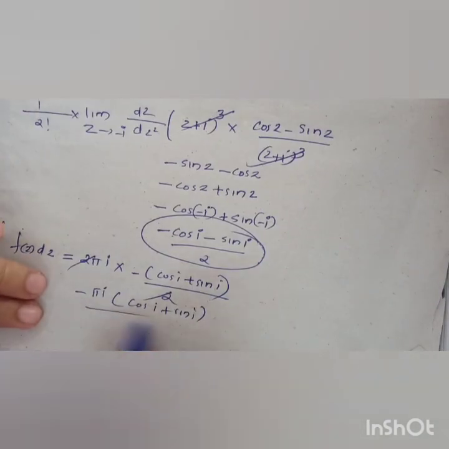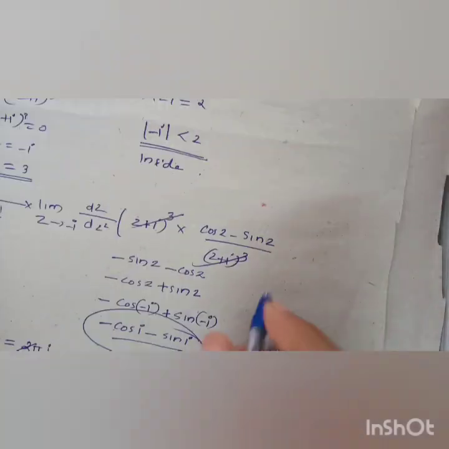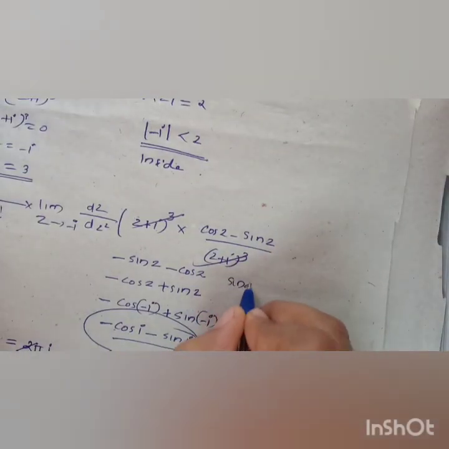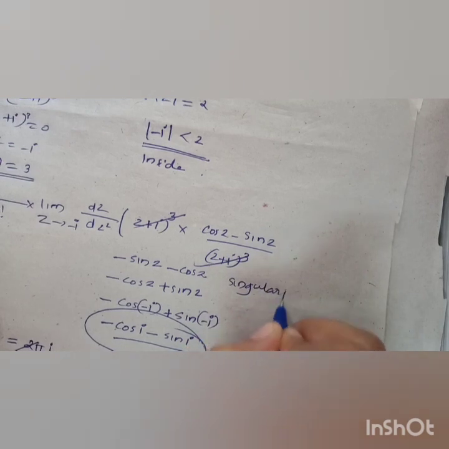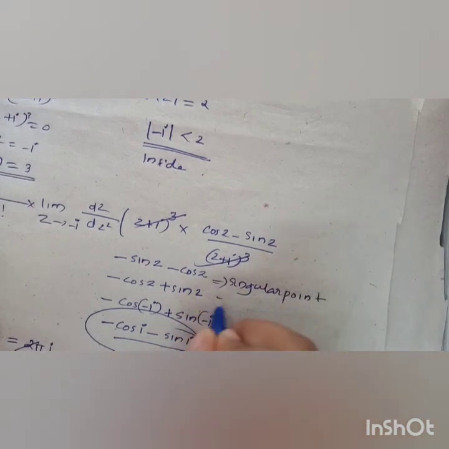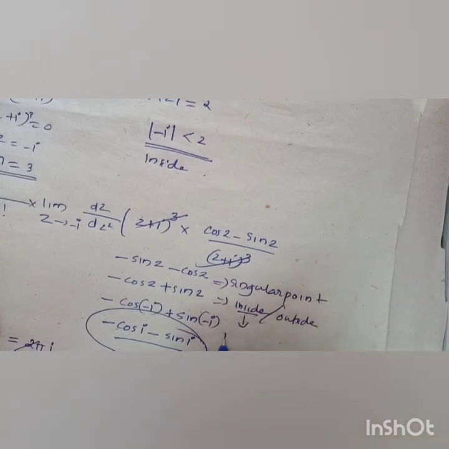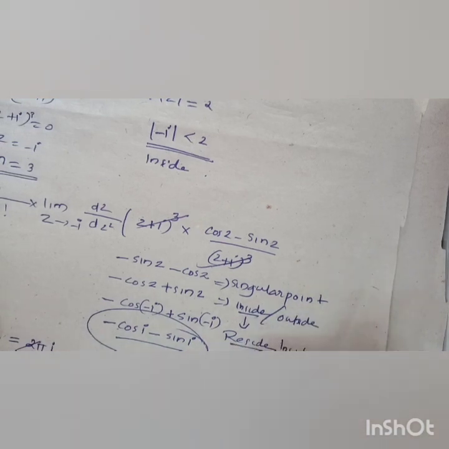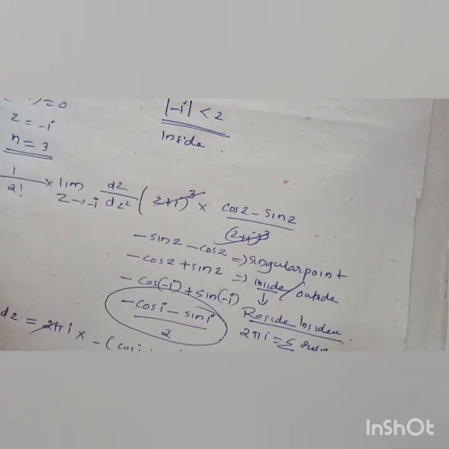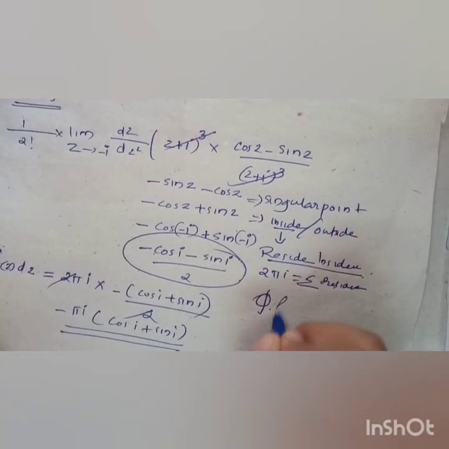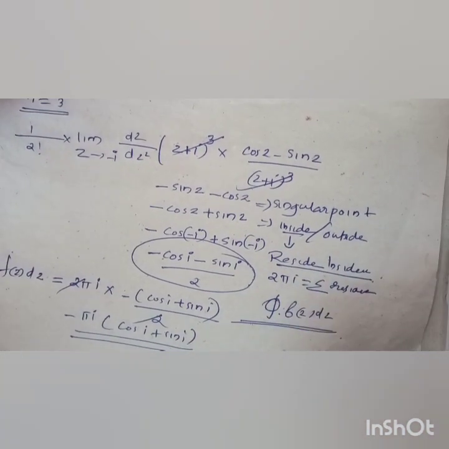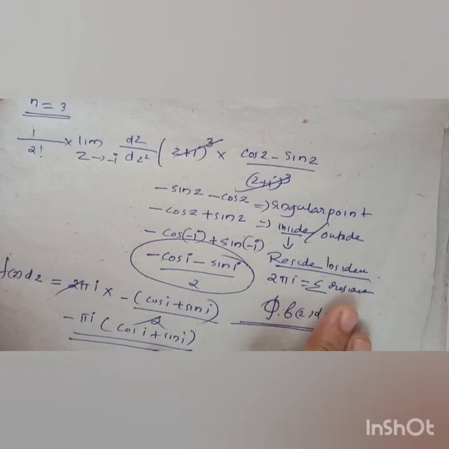So this is the method: you have to find the singular points, check whether each is inside or outside the contour, and find the value of the residue at the inside points. Then 2 pi I into the summation of the residues will give you the contour integration of the function. Okay, so this is the method we have studied in this session.